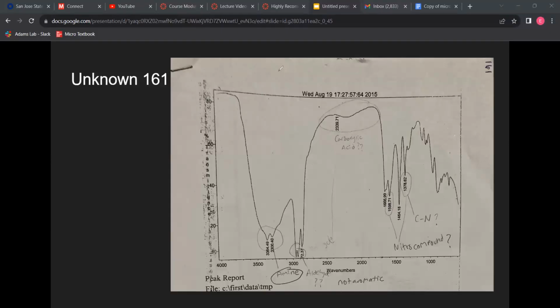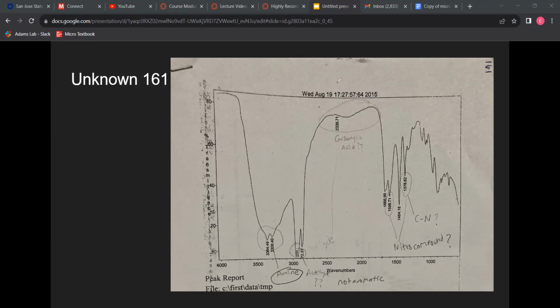Hello, this is my two unknowns from experiment C. The first one is unknown number 161. The first thing I noticed is that it is not aromatic because there is nothing strong around 1600, just like here. And there are no squiggly bits from 1800 to 2000 up here.